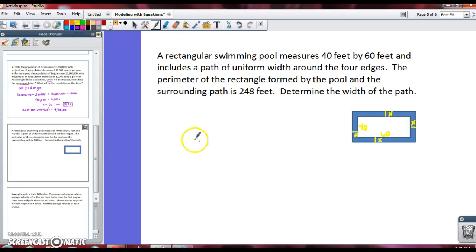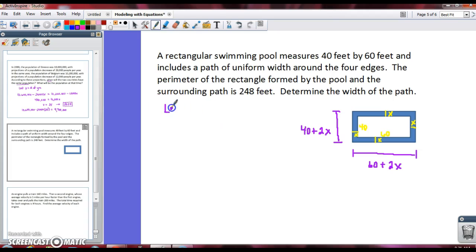And so when I look at this entire length here, if the white part is 60 and then I have x and x on either end, then the entire width here is going to be 60 plus 2x. And I can do the same thing on this side. If this width of the pool was 40, then this entire segment here is going to be 40 plus 2x. And those are the dimensions of my pool plus my path around the pool. And then the next important piece of information is that the perimeter of that whole rectangle is 248.